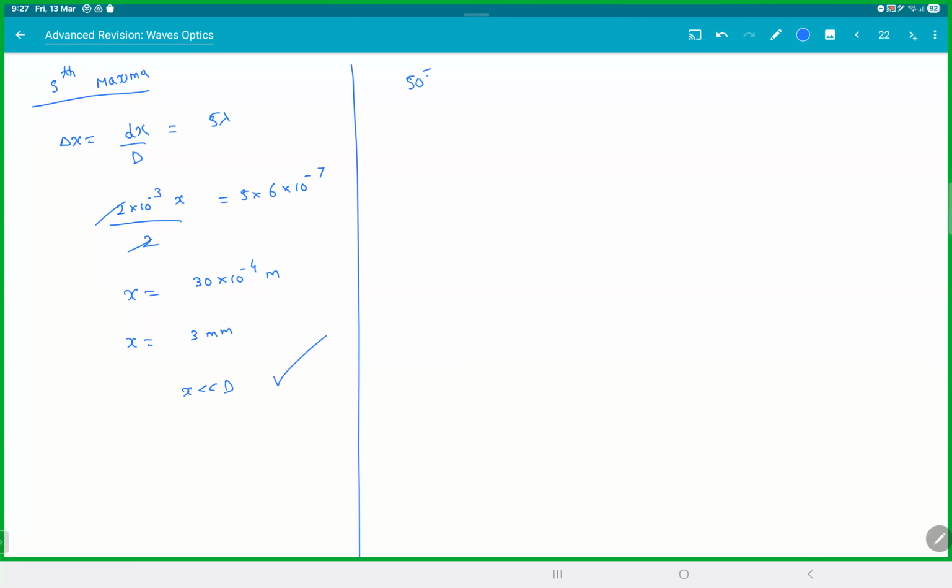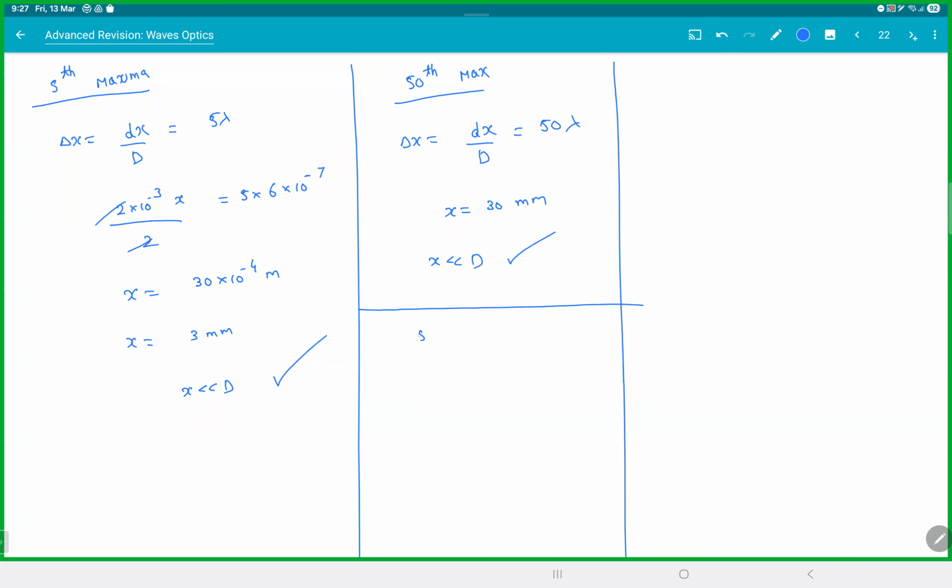Let's go for 50th maxima. Or you can directly use d sine theta also, but I'm just trying to show you. If I do the same logic here, dx by D is equal to 50 lambda. When you solve this, you'll end up with x equal to 30 mm. Do you think this is still smaller than D? Yes, it still looks smaller, so this is also almost right. Even if you use d sine theta, you'll get an error in the third or second decimal.